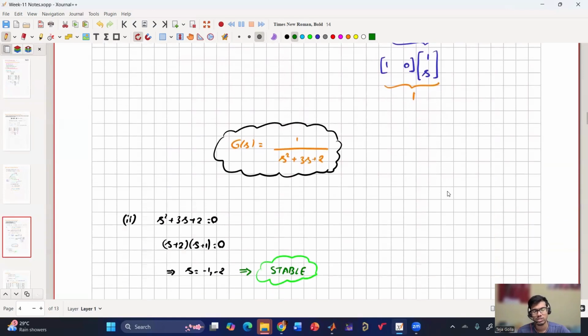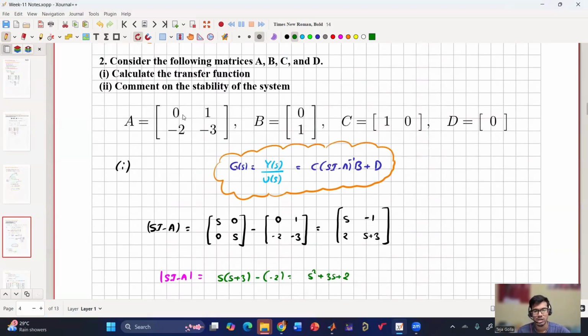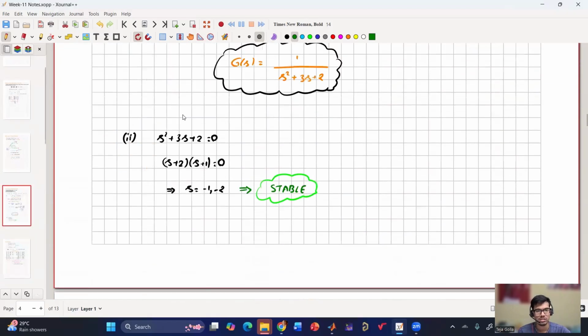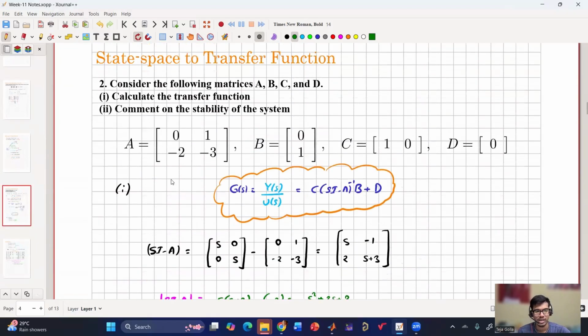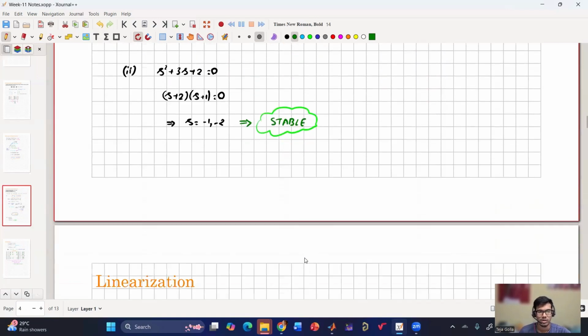And now we can comment on the stability of the system by calculating the poles of this. Or you can also calculate the eigenvalues of A. Both will result in the same thing, unless there is some pole zero cancellation. So eigenvalues of A are the best way to get the overall eigenvalue locations, whereas during the calculation of the transfer function, there can be some pole zero cancellation. So the order of G(s) will be the same as the order of the A matrix, or it will be lesser than that. So it is always better to calculate the eigenvalues of the A matrix to comment on the stability.